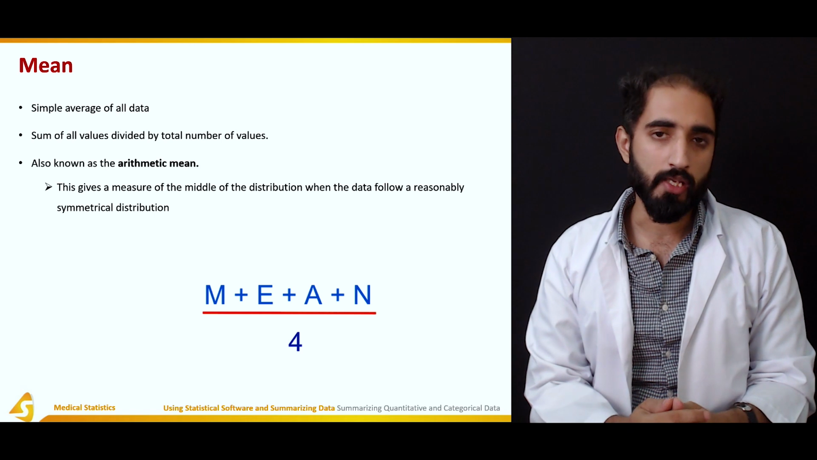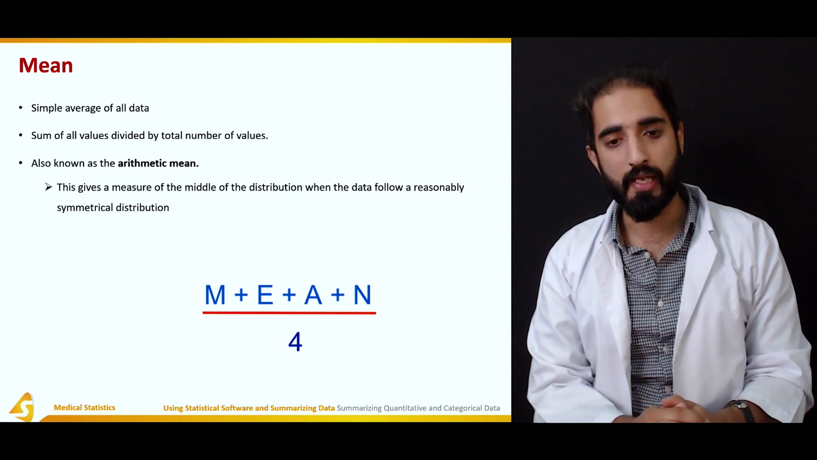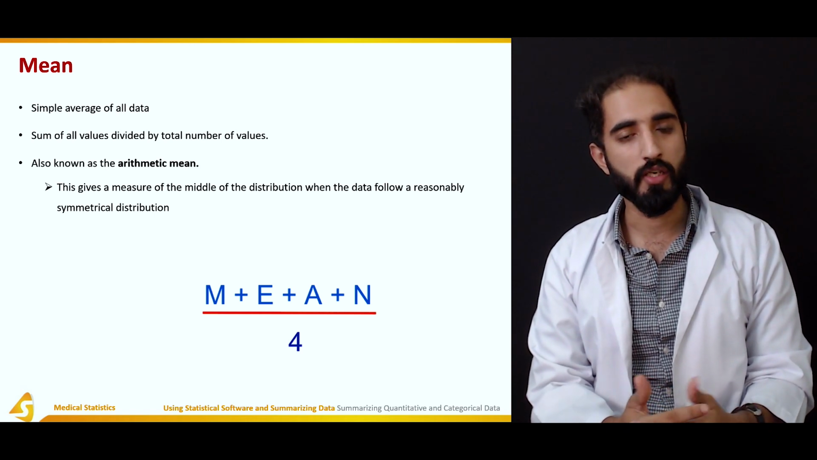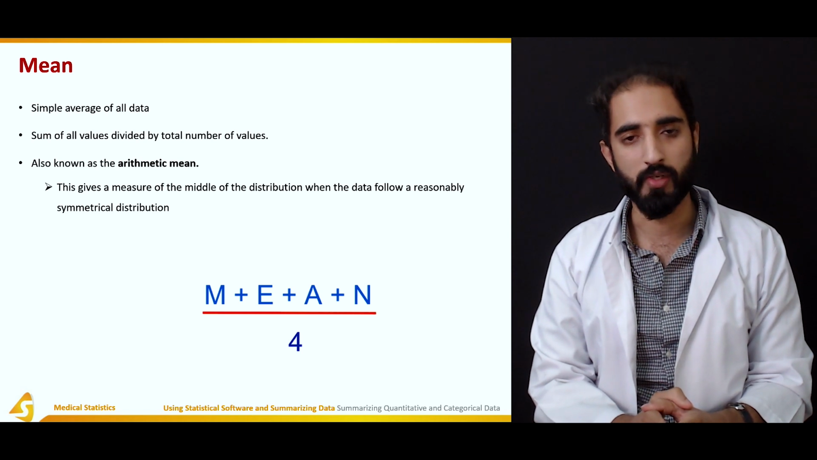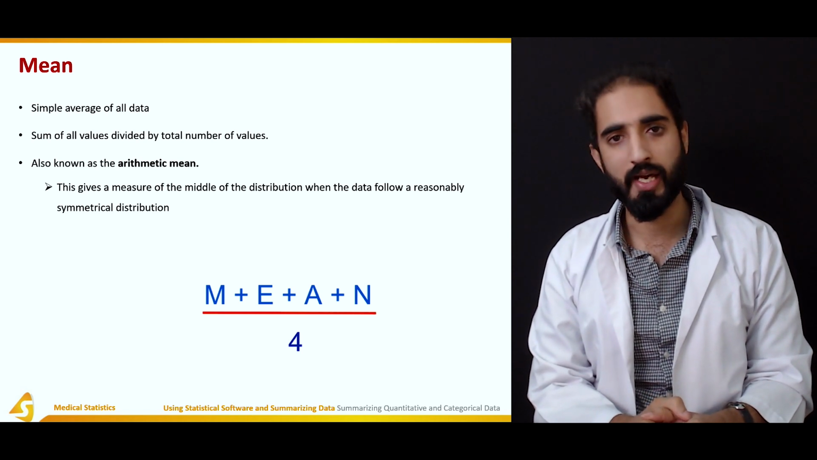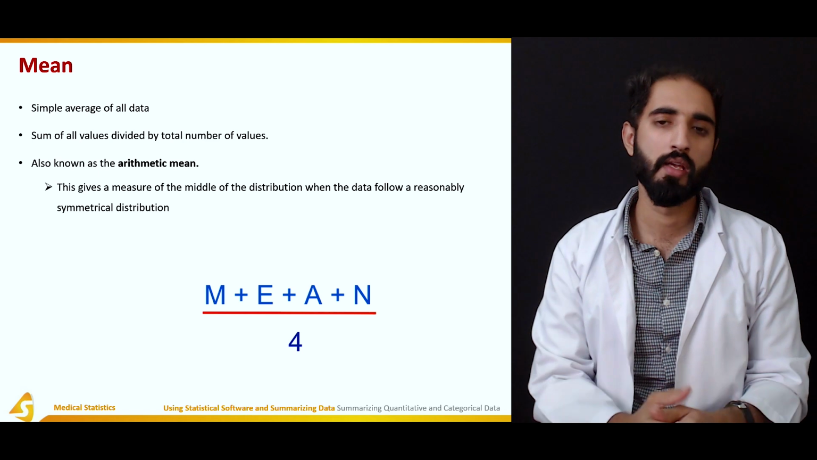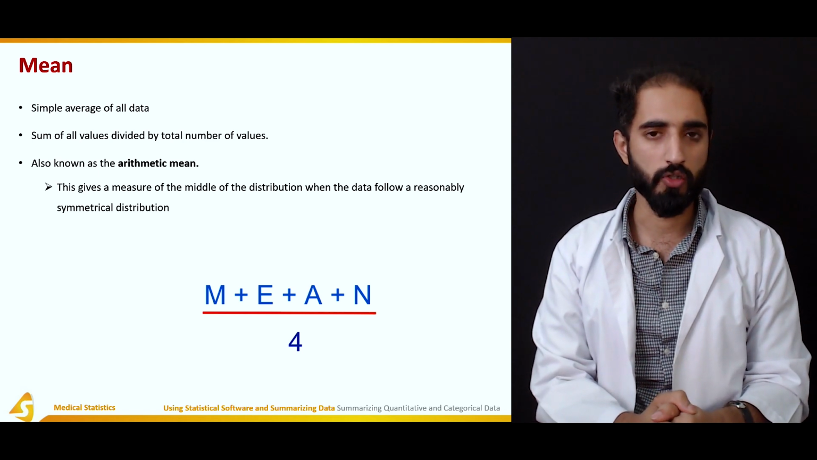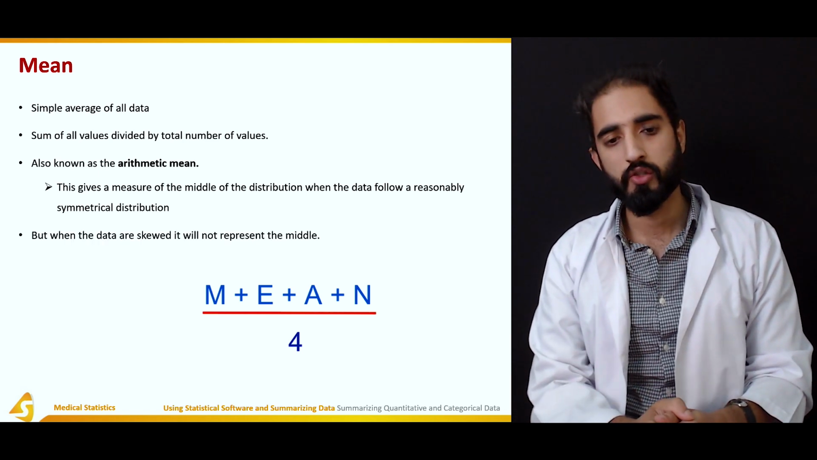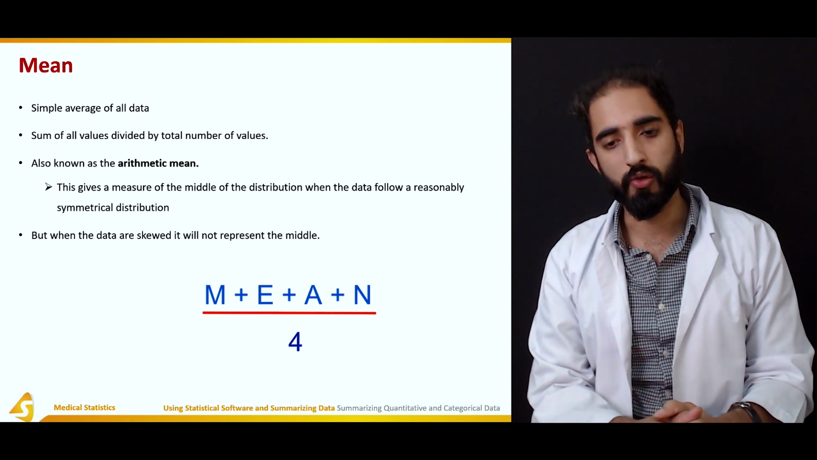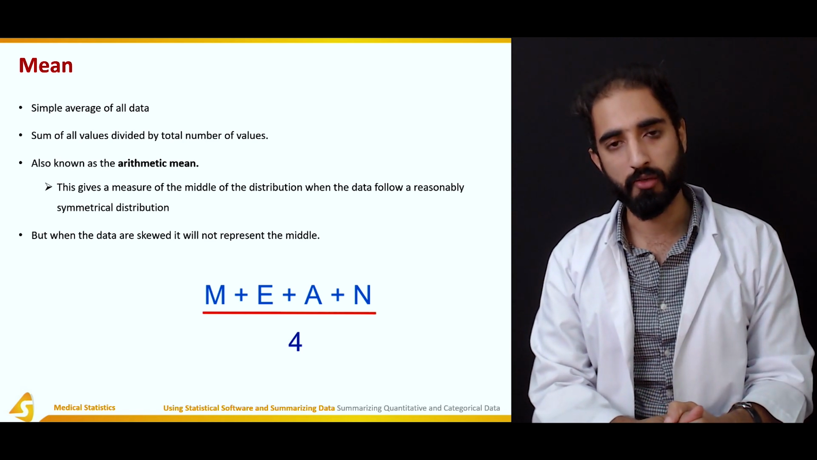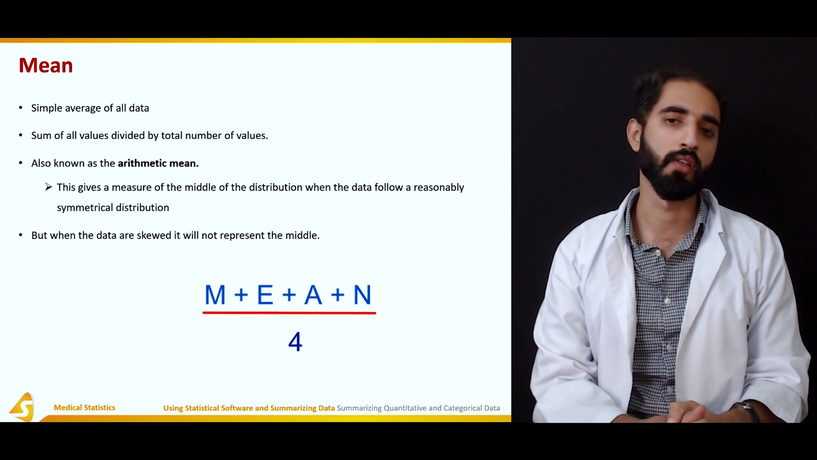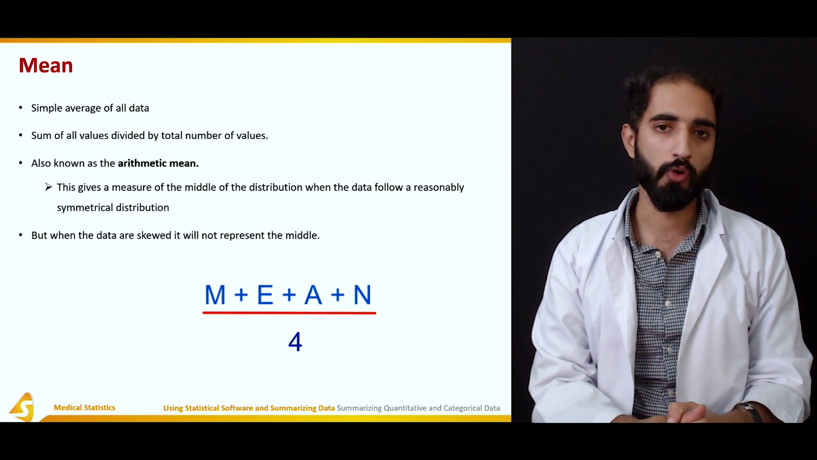This simple type of mean is also known as the arithmetic mean, and this gives a measure of the middle of the distribution when the data follow a reasonably symmetrical distribution. But that is not always the case, and sometimes the data may be skewed and abnormally distributed. So when the data are skewed, it will not represent the middle, and the arithmetic mean would not be a suitable measure of central tendency to be shared and reported.